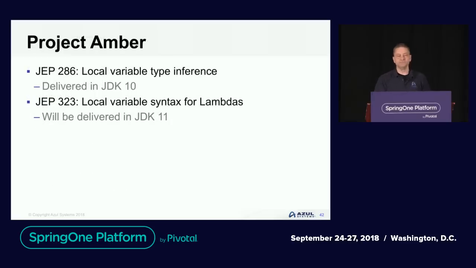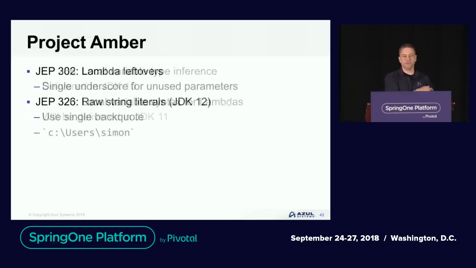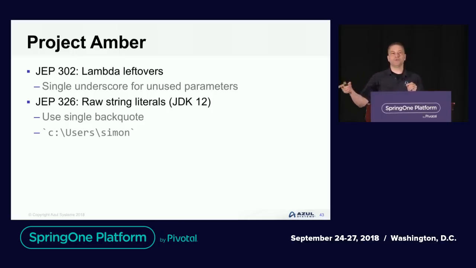So Project Amber, some of these things have already gone into JDK 10 and JDK 11, so we'll move on from those. Lambda leftovers is the idea of using a single underscore as a parameter in a lambda expression if you don't use the parameter in the body of the lambda expression. So it's a way of hiding the variable so it's not as obvious and makes it more readable.